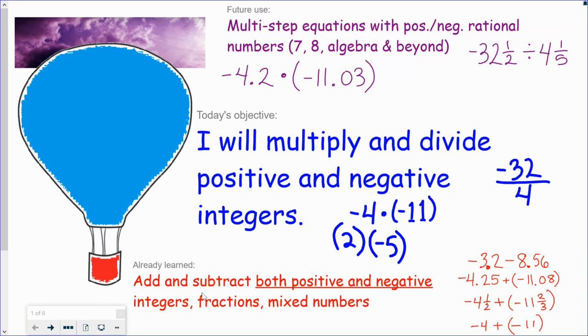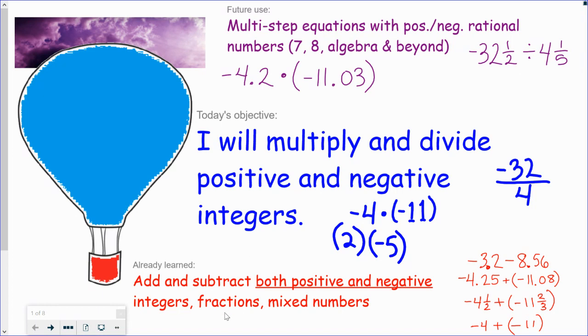So we have already worked with adding and subtracting both positive and negative integers, fractions, and mixed numbers, and even our decimals. Okay, so let's look at where we're going with this. Well, we are going to need it for multi-step equations with positive, negative, rational numbers. Here you have a decimal, which is a rational number, and they are both negative. You're going to have to multiply those two. And here you have fractions that are positive and negative that we are going to have to divide. Those are the types of things that we're going to come across when we get to equations and other computation that we're going to do throughout the year.